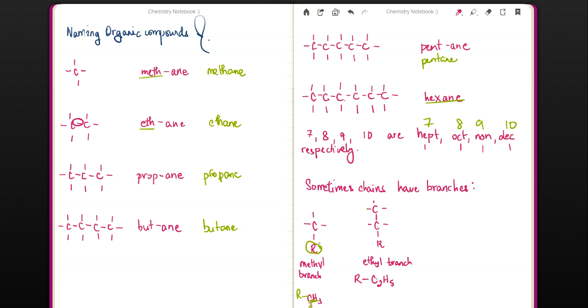Sometimes chains have branches. By the methyl branch here, this is CH3 attached to a C, where the extra bond is attached to any long chain alkyl group. And we have here two C's attached to H as a branch, and we call it the ethyl branch because you have C2H5 attached to any long chain alkyl group.